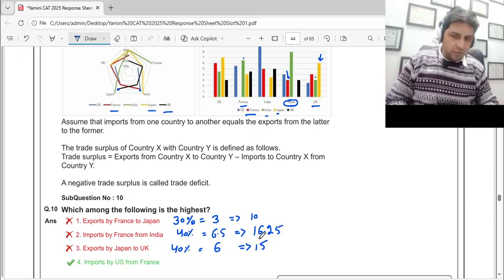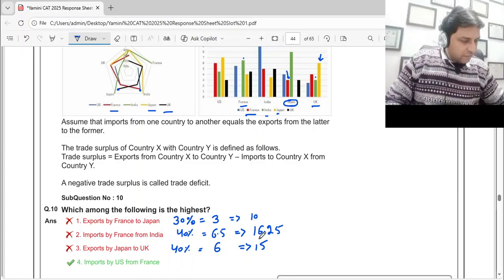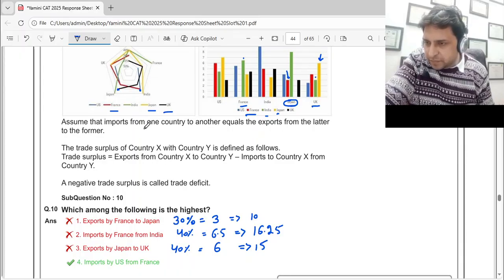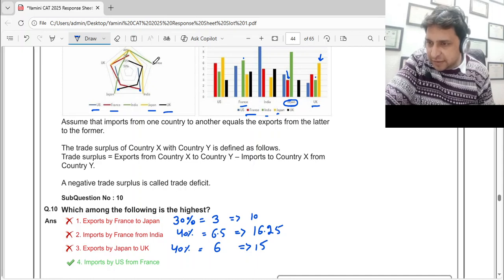The next one we have, imports by US from France. So imports by US, US is here and from France. Now France is here.